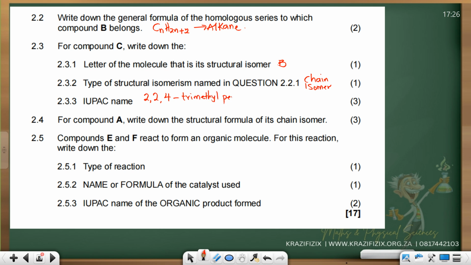Trimethyl pentane. So somebody else is saying what? 2, 4, 4.